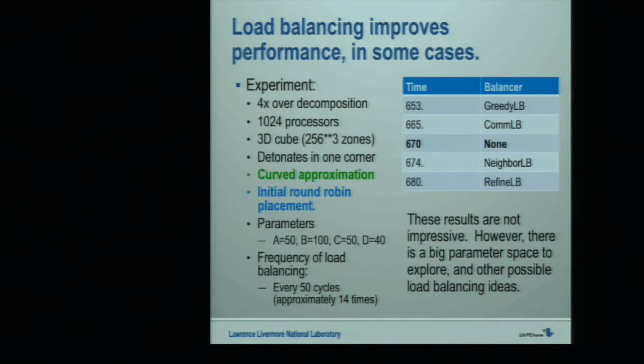I didn't spend a whole lot of effort tuning this, but I'm sure this could be improved. But I did see some improvement. Just to go over what my experiment was: 4x over-decomposition, 1,024 processors, same problem, 3D cube. This time I used the curved approximation where I actually have more work to do. So that's why I think this was a win in some cases. And then I used the initial round-robin placement, and then they would migrate.